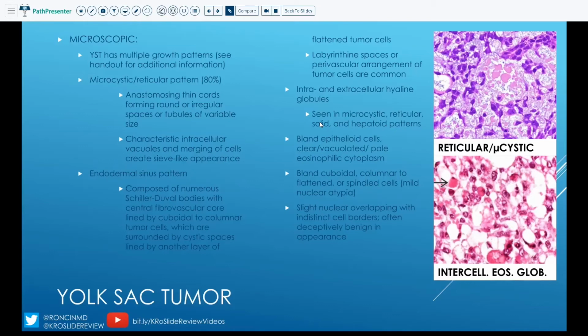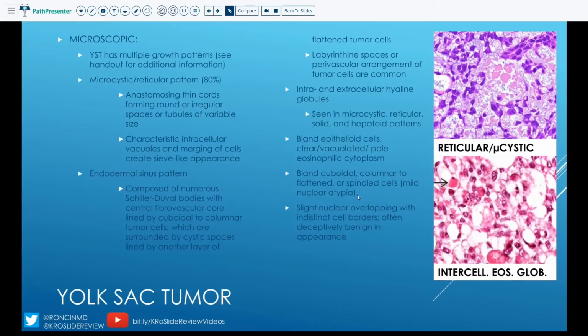The tumor cells themselves tend to be either bland and epithelioid with clear vacuolated or pale eosinophilic cytoplasm, which we saw when we're looking at things particularly like endodermal sinus pattern where we have those Schiller-Duval bodies. Then you're looking at cuboidal, columnar or flattened, sometimes even spindled cells can be seen in these tumors with mild nuclear atypia. So you shouldn't see extreme pleomorphism. You can have a little bit of nuclear overlapping, and remember, we did not see nuclear overlapping with seminoma, whereas it was really common with our embryonal carcinoma.